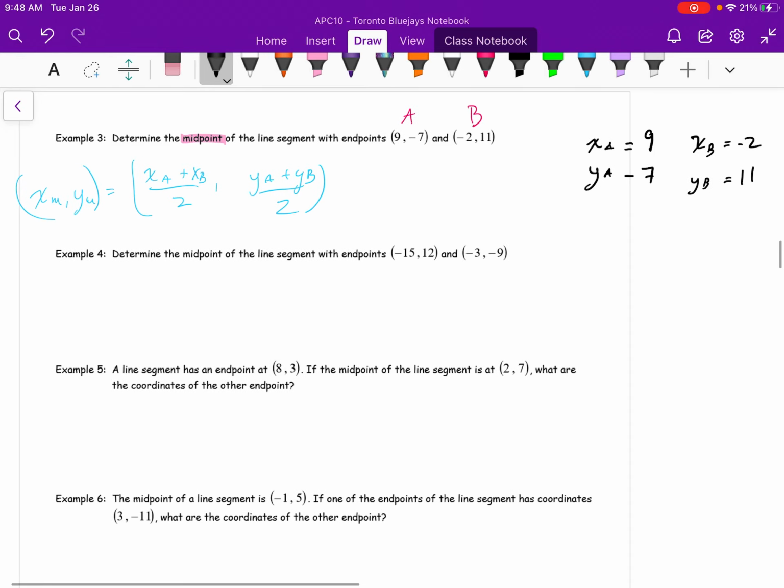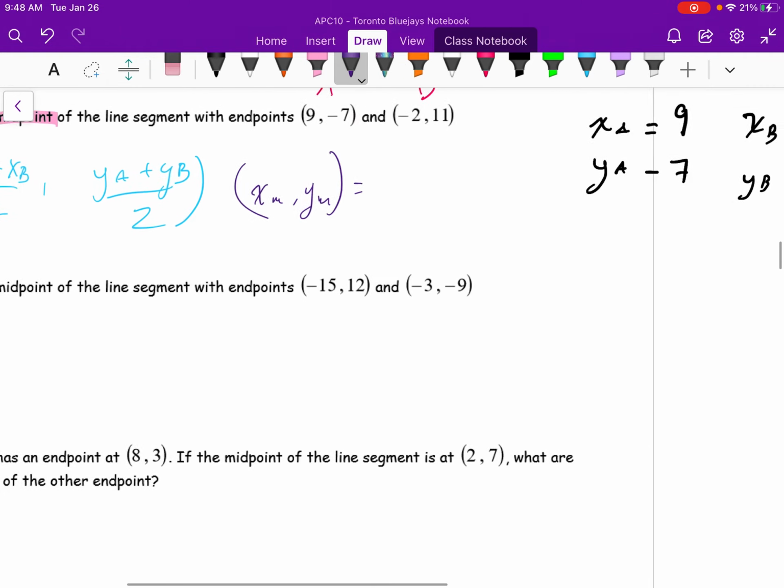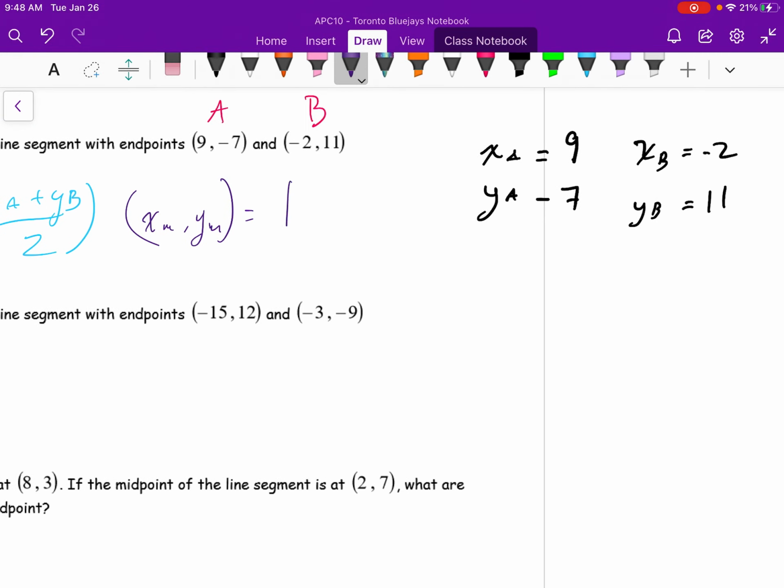So now I'm just going to continue my work. My midpoint, which is known as xm, ym, is going to be equal to xa plus xb divided by 2, comma, ya plus yb divided by 2. Now, for my midpoint, xm, ym, it's really important that you leave it expressed as a point. That is, there's an x and a y, and it's in brackets. That's how you communicate it's a point.